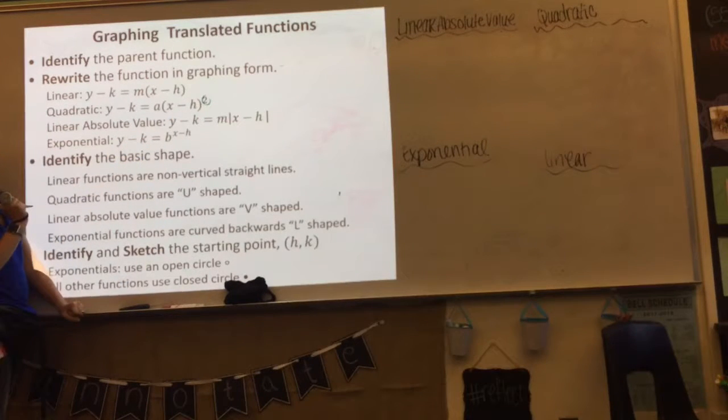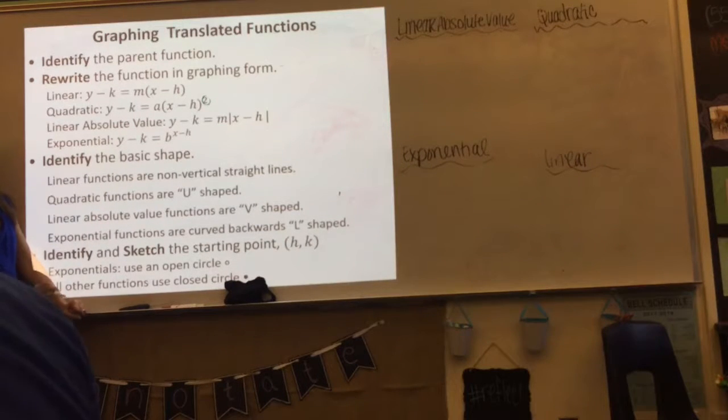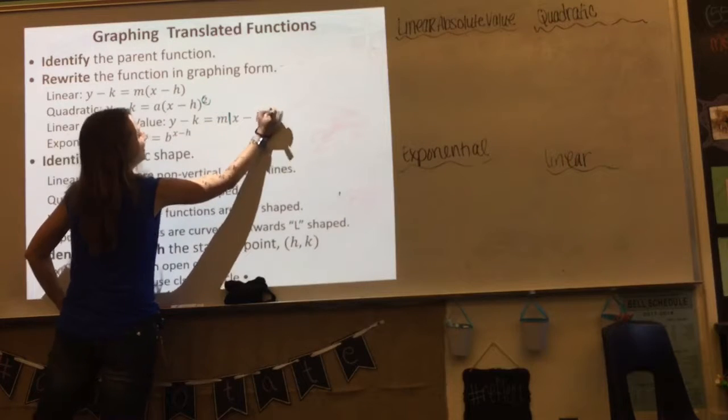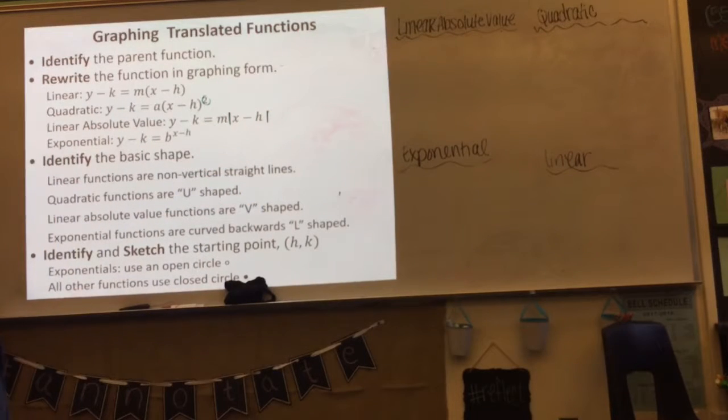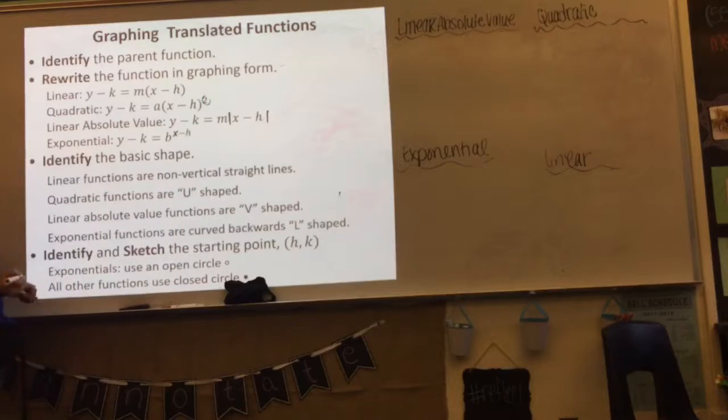Anyway, so this is quadratic. How do I know? It's a square. Good. And this one's absolute value. How do I know? With the absolute value. Good. And this one is exponential. How do I know? The x. Very good. And then, how do I know that one's linear? It doesn't have any of those.